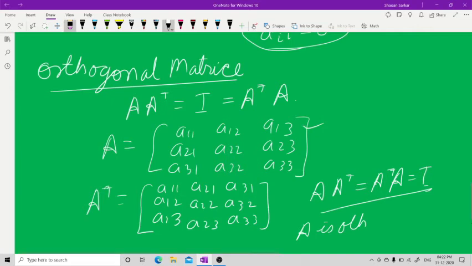Just a minute. Wait a minute. A is orthogonal if this condition holds. One more way of this is if you multiply, I will show you something.